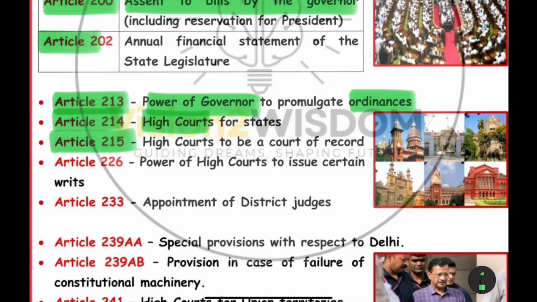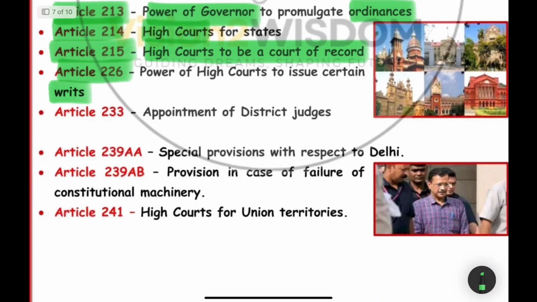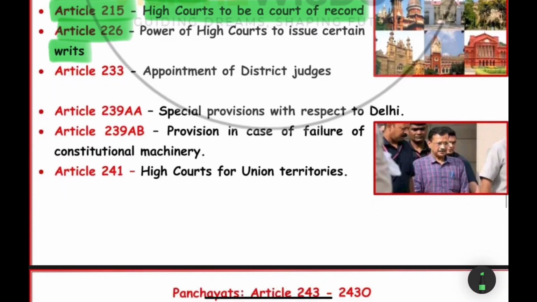Then comes Article 214, related to the High Court. Then Article 215, High Courts to be courts of record. Then Article 226, the power of High Courts to issue certain writs. Under Article 32 the Supreme Court has the right to issue writs, but Article 226 gives the power to the High Court also to issue writs.